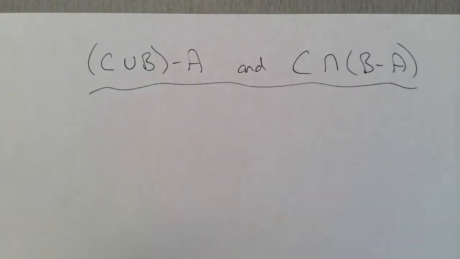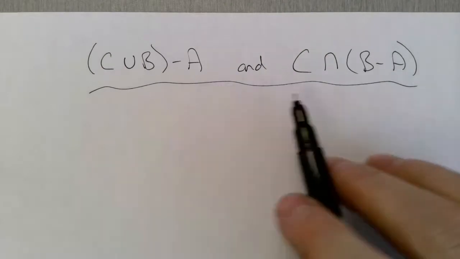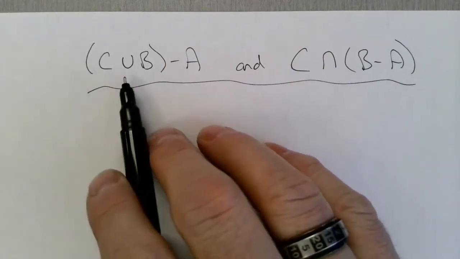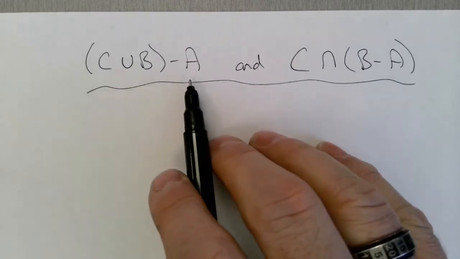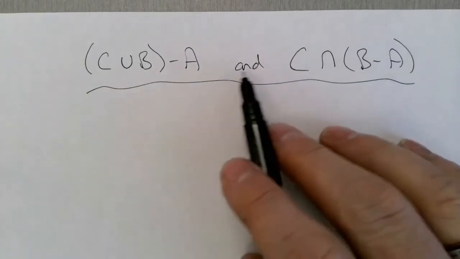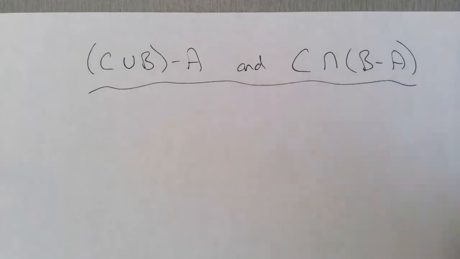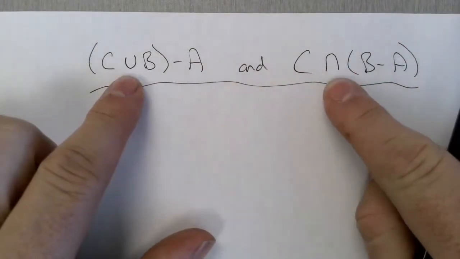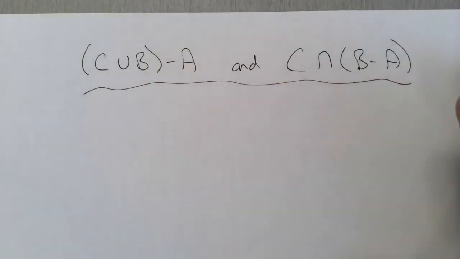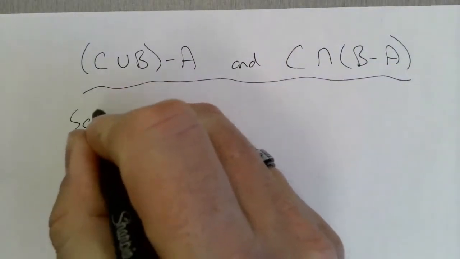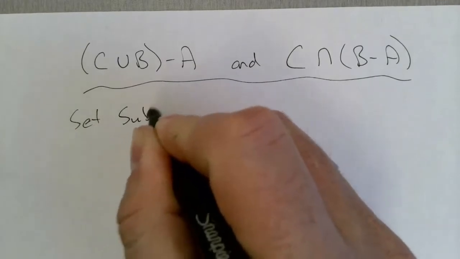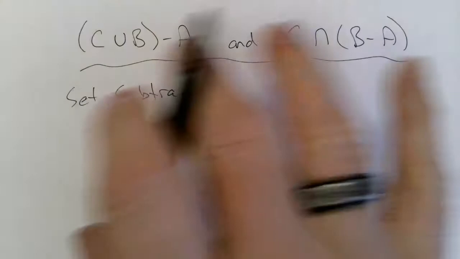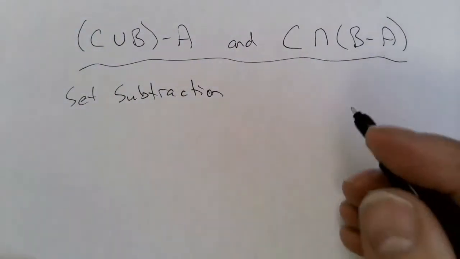Okay, hi everybody. So we're going to take a look at these two expressions right here, which are C union (B minus A), and C intersection (B minus A). Now, we've gone over union and intersection before, so really what this is about is set subtraction. And as soon as we understand what set subtraction looks like, then these two are going to fall into place relatively easy. So let's just take a quick look at it.